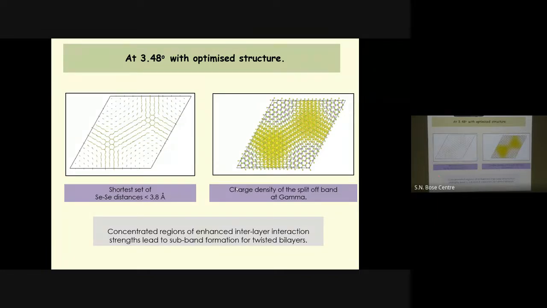This profile of the interlayer distances implies that there's enhanced interactions, and you can think of two layers. There's a hopping interaction between the layers, and as a result of which, when you look at the charge density profile, it's also something which is localized in this particular region.